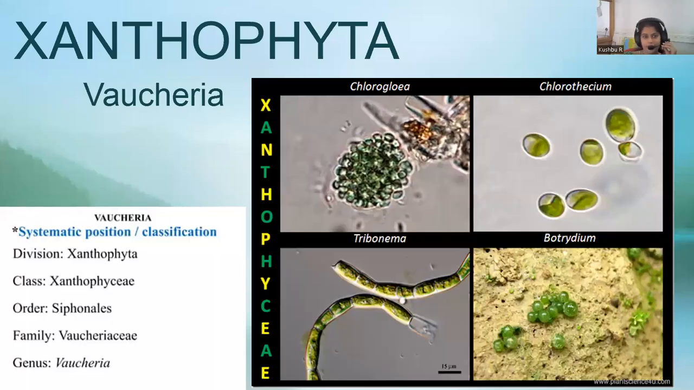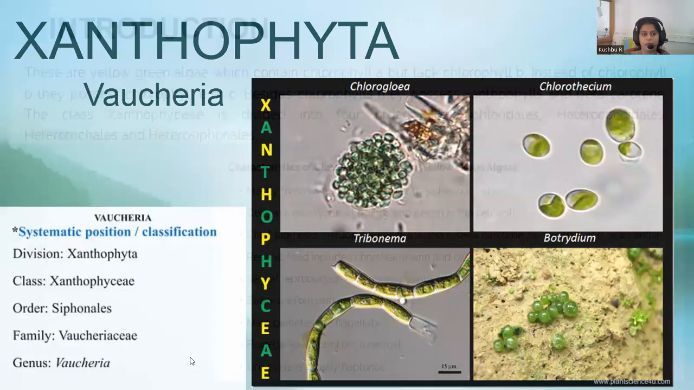Welcome back. In today's class, we are going to learn about an algae from Xanthophyta called Vaucheria. This Vaucheria species belongs to Xanthophyceae or Xanthophyta, which is a yellow-green algae. This is the systematic classification of Vaucheria.